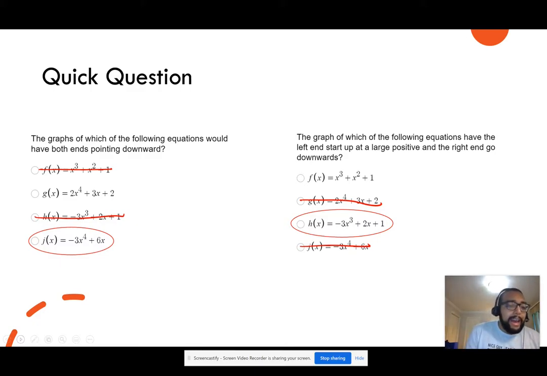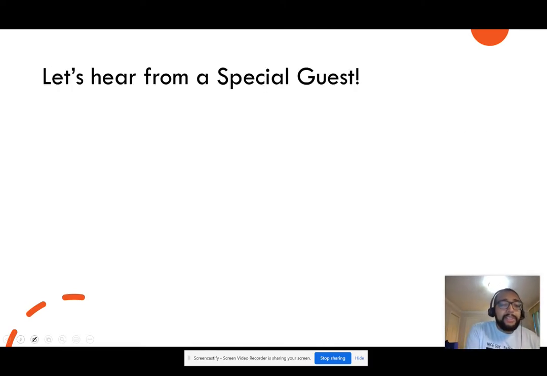Now, I'm saying things like both ends going down, one side going up, and so on. There's some notation that we will use to say all of this instead of me having to say those different things all the time. And this notation you will see on Delta Math.